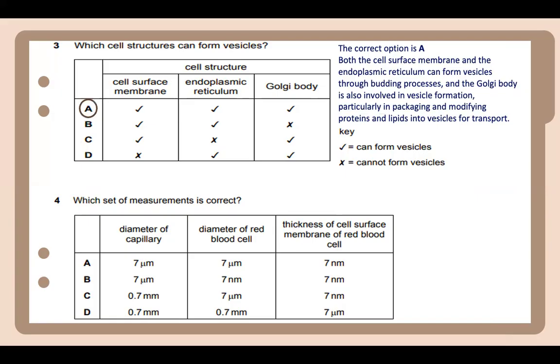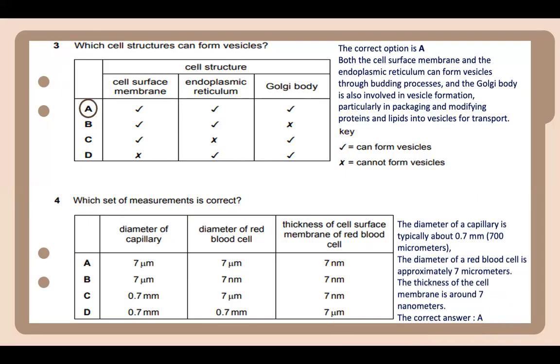Which set of measurements is correct? The diameter of a capillary is typically about 0.7 millimeter, approximately 700 micrometers, and the diameter of red blood cells is approximately 7 micrometers. The thickness of the cell membrane is around 7 nanometers. So the correct answer is A.